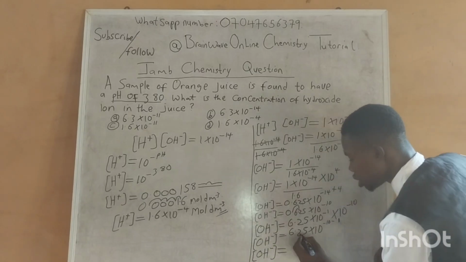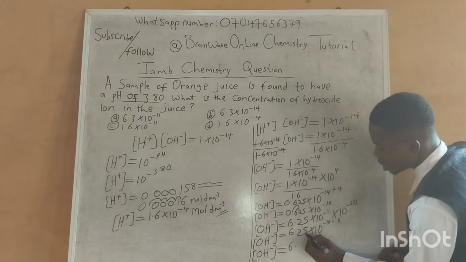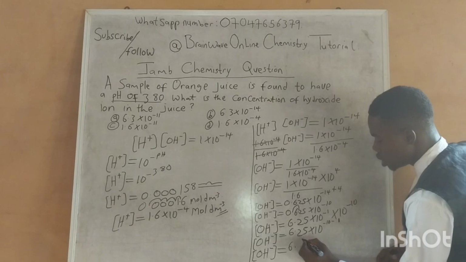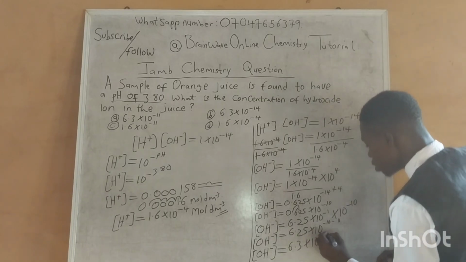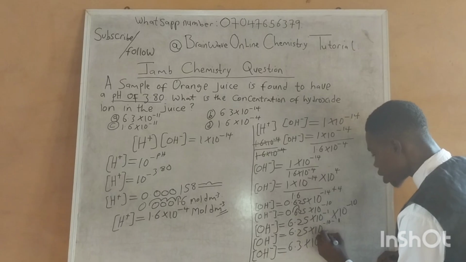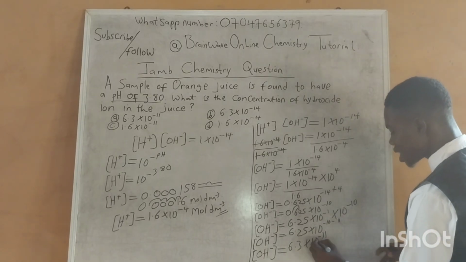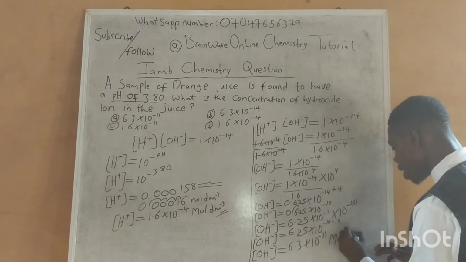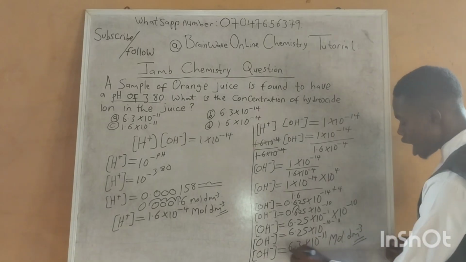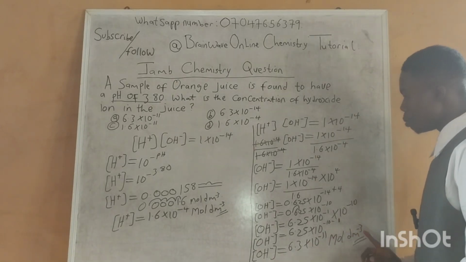is equal to 6.25. Now what will happen here is that this 5 will approximate this 2 to become 3. So now I have 6.3 times 10 raised to the power minus 11, because minus 10 minus 1 is minus 11. So now I have 6.3 times 10 raised to minus 11 mole per dm cube. So this happens to be our hydroxide ion. 6.3 times 10 to minus 11 mole per dm cube.